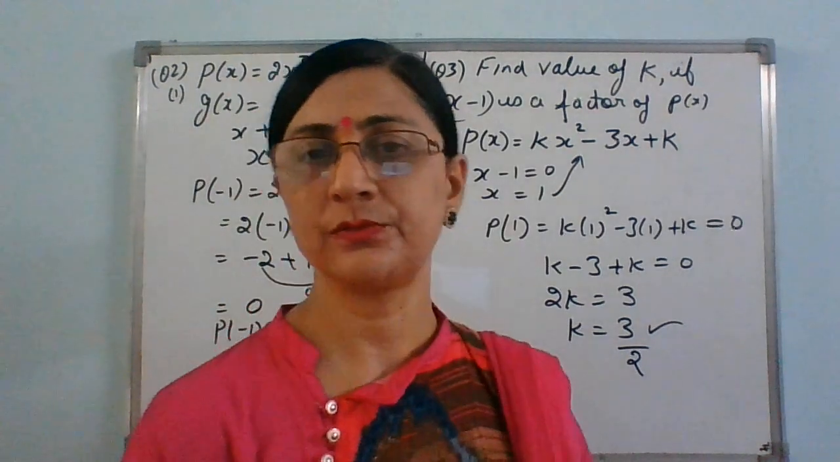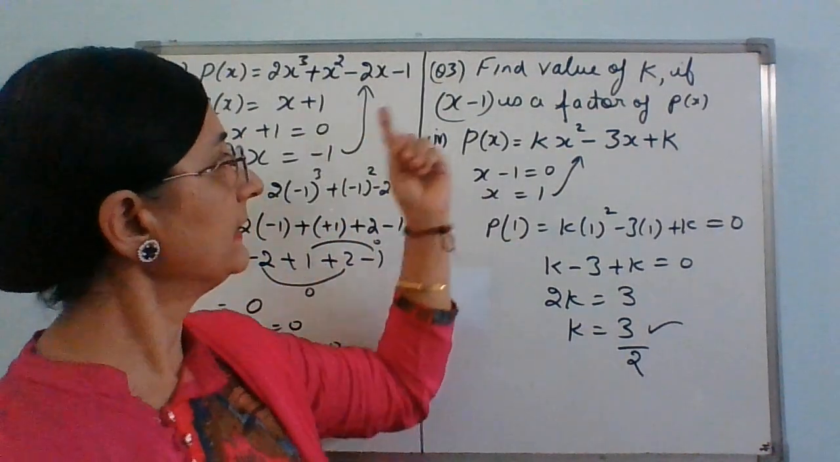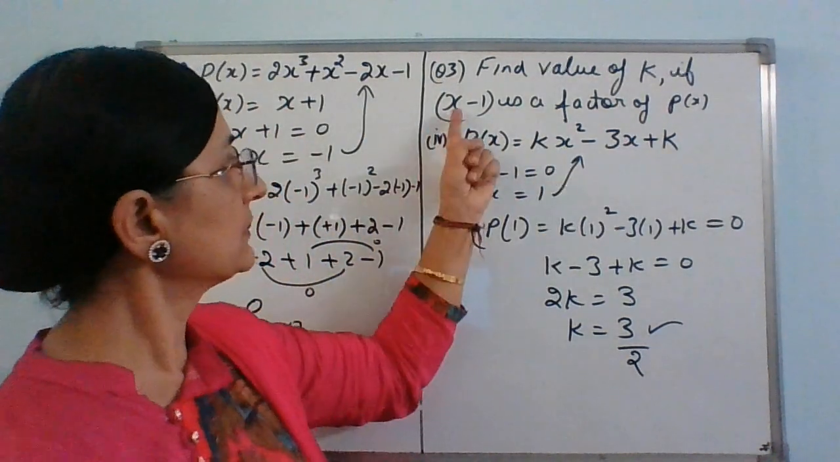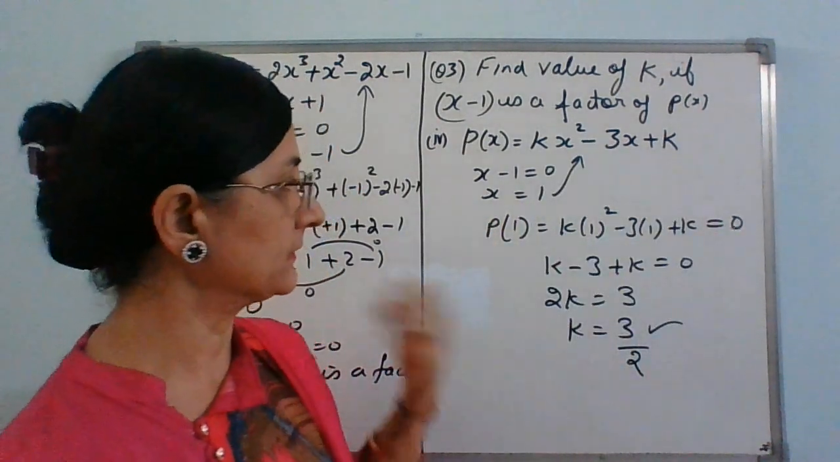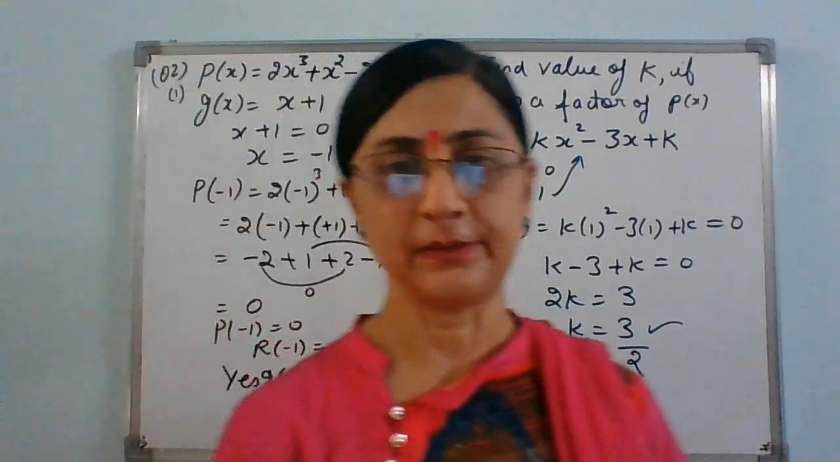So here we were supposed to find the value of k, and it was given that x minus 1 is a factor of p(x). So the value comes out to be this, and this has to be 0 because it is already a factor. So remainder has to be 0. So we are finding out the value of k.